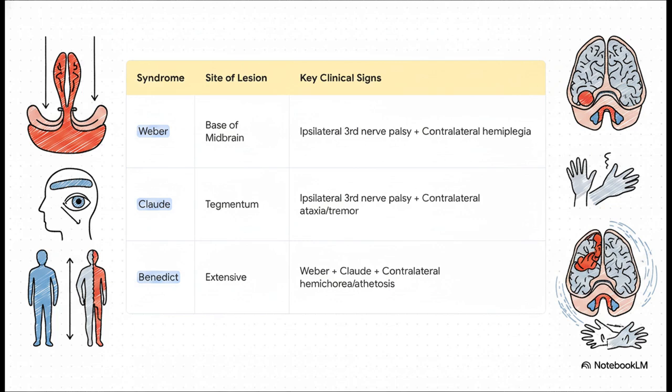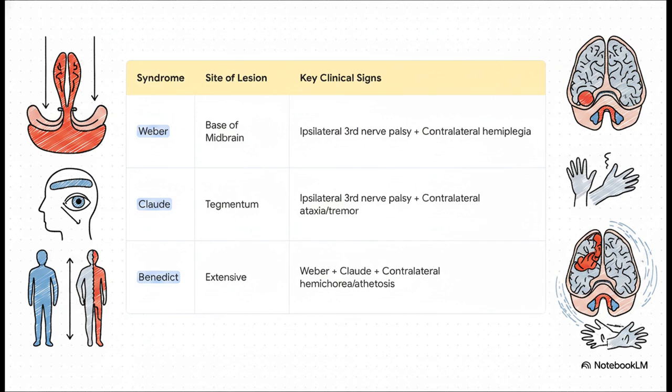This is a lesion in the crus cerebri that hits the third nerve fibers and the corticospinal tract. The result? An ipsilateral third nerve palsy with contralateral hemiplegia. Classic crossed hemiplegia. Now, Claude's syndrome hits the tegmentum, so it gets the third nerve nucleus and the red nucleus. That gives you an ipsilateral third nerve palsy with contralateral ataxia and tremor.